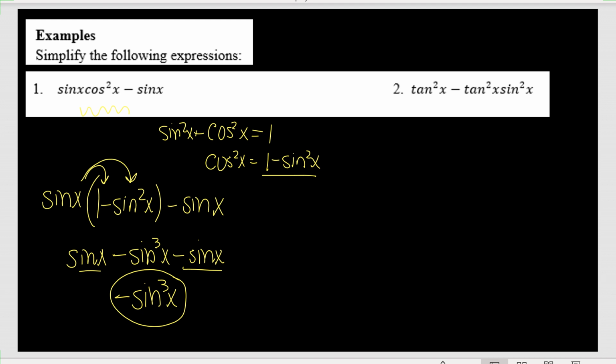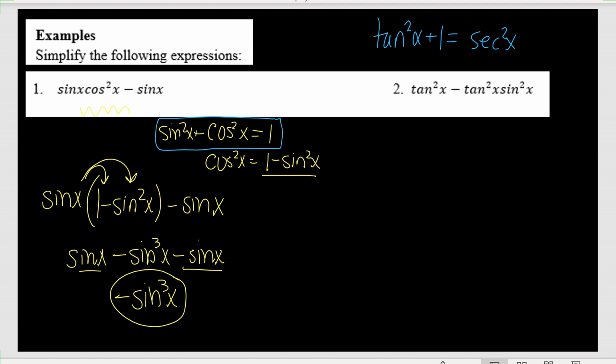Again, that's not the only way. There's another way. If you want to try it a different way and have it checked, by all means, do so. All right, example 2 has tangent squared of x minus tangent squared of x multiplied by sine squared of x. We've already got the Pythagorean identity for sine squared, so let's jot down tangent squared of x plus 1 equals secant squared of x.